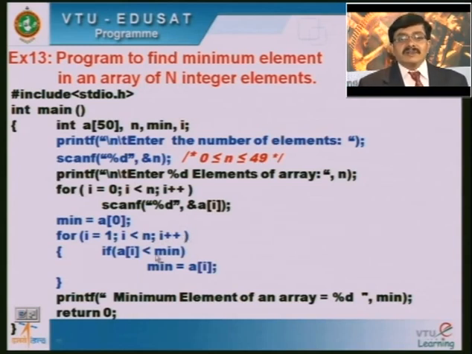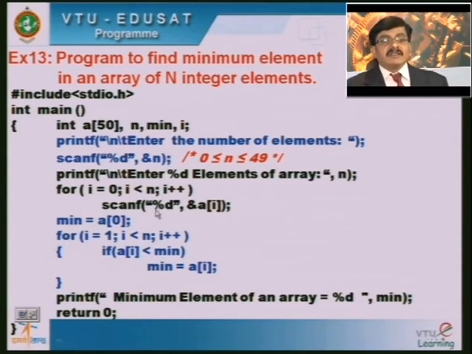the minimum element. Fine. So once I comes out of the loop, whatever the min value getting updated there will be the minimum element of an array. So finally, after coming out of the loop, we print the minimum element of an array equal to percentage d under min. So this is how we can program to find the maximum and minimum element of an array.